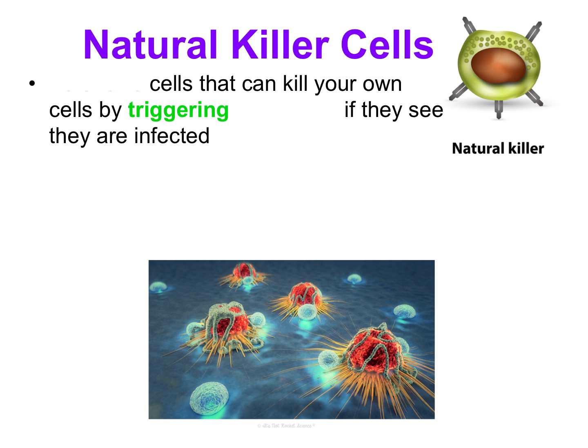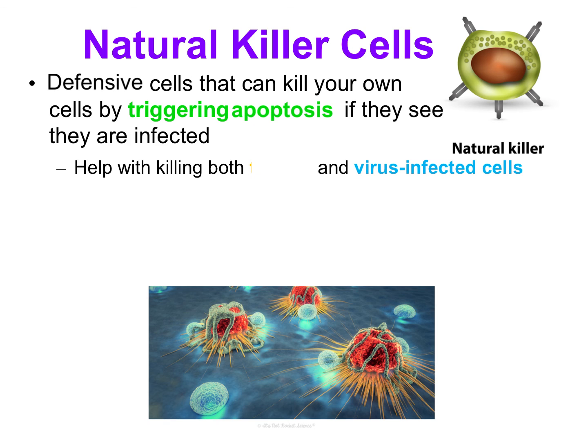That brings us to our second type of cells, which are the natural killer cells. These are also defensive cells, and they kill your own cells by triggering apoptosis. So if they see that your cells are infected, it will bring about this apoptosis process. And if we remember, apoptosis is programmed cell death. So they help our cells by killing tumors and virus-infected cells. If we know that it's a tumor cell, your body's going to try to go ahead and kill it.